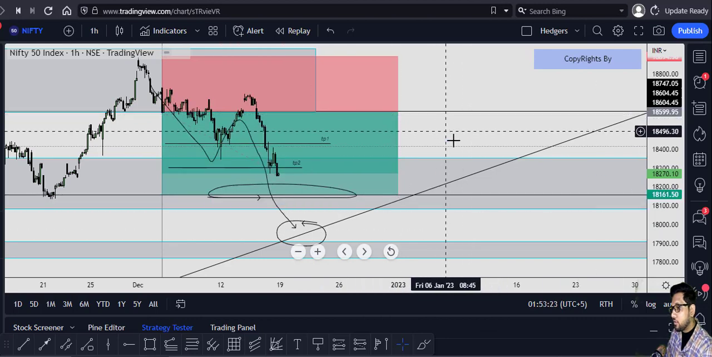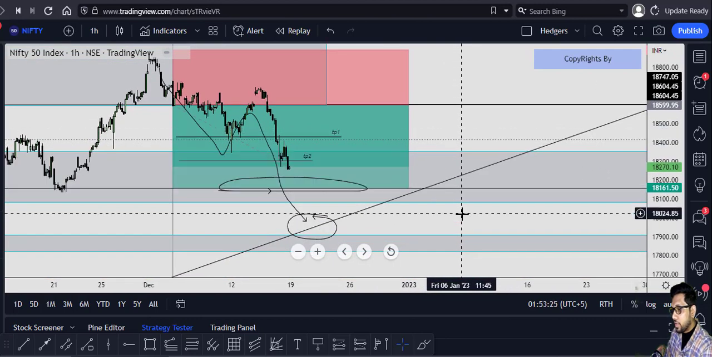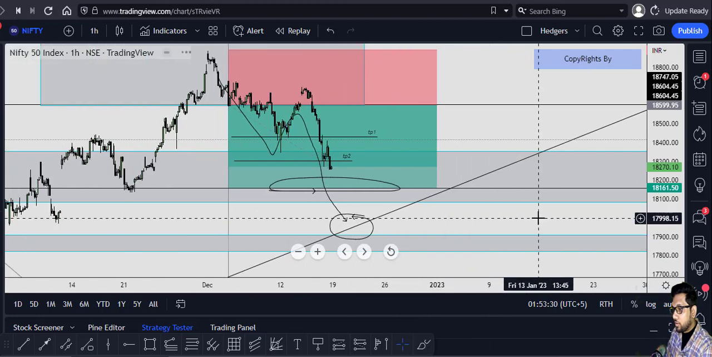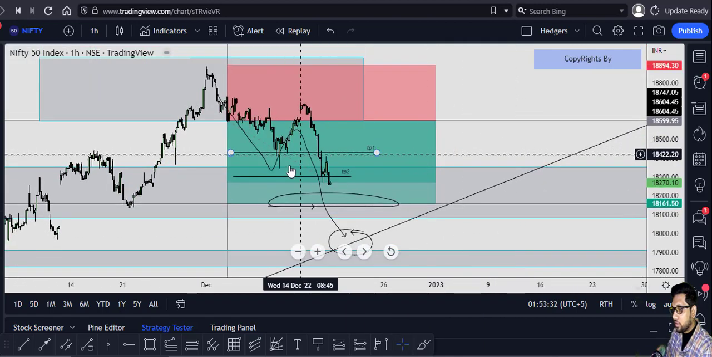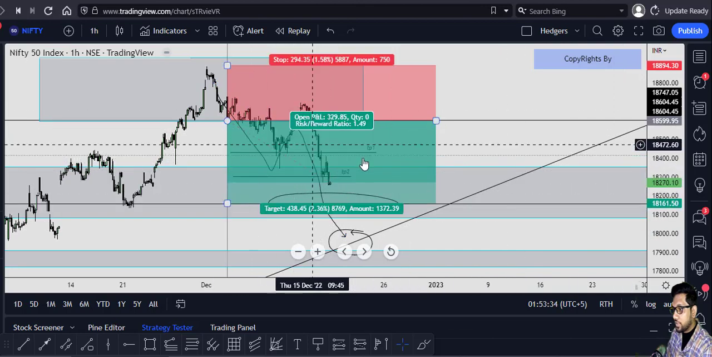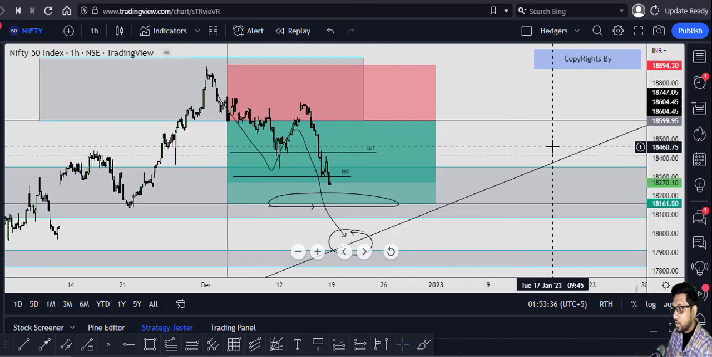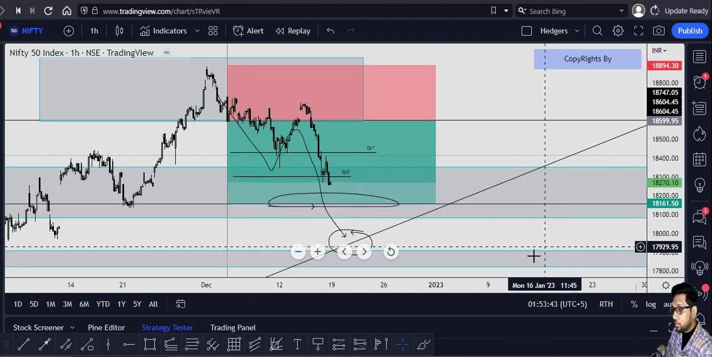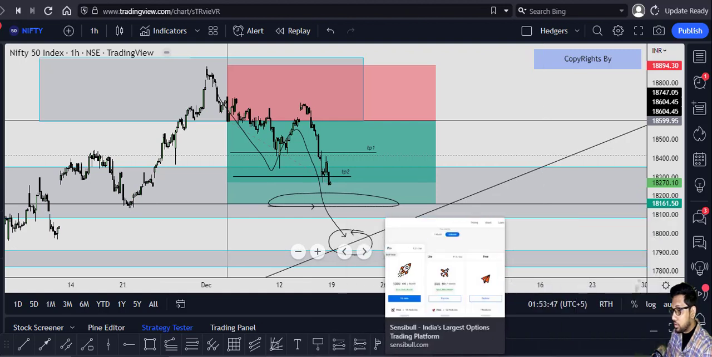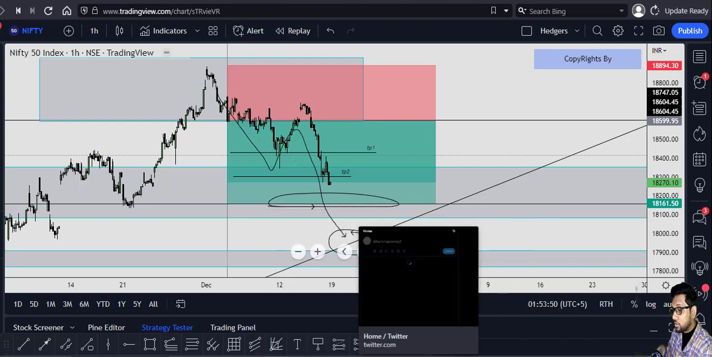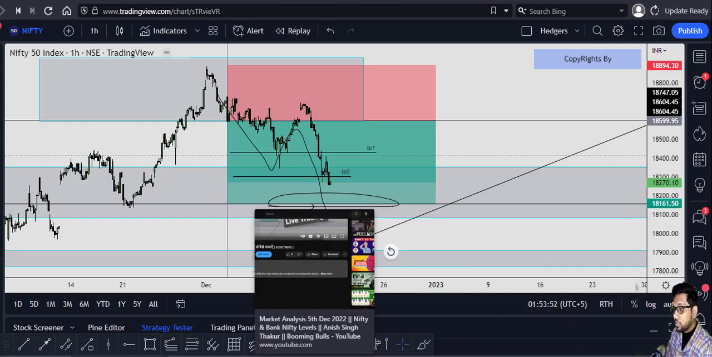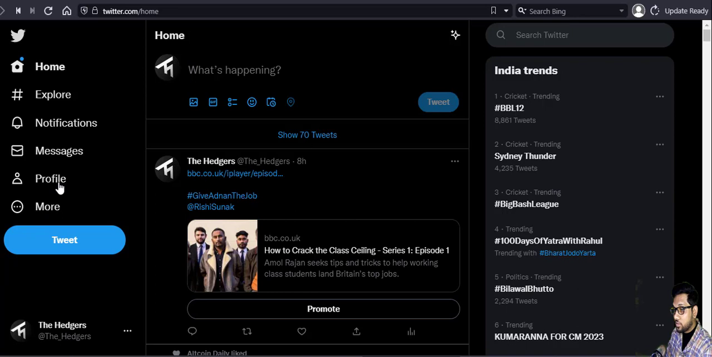Okay, this was the Nifty trade that we already gave to our members previously. The previous week, it took our take profit 1 and take profit 2. That was really a nice trade. And I can show you in our Discord group as well as Twitter, as I posted it on my Twitter as well.